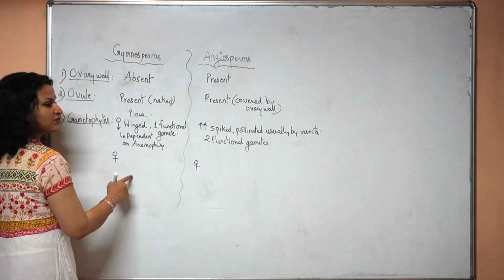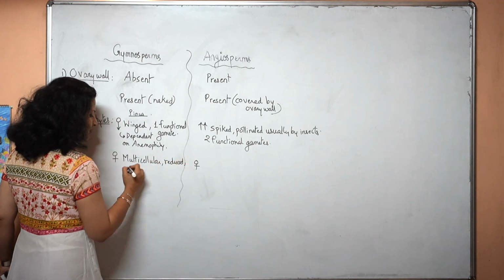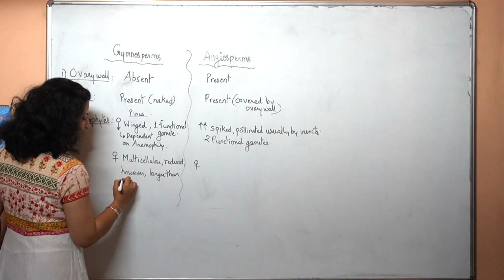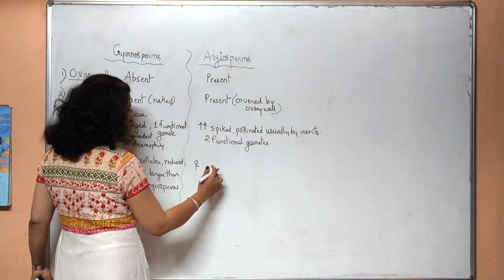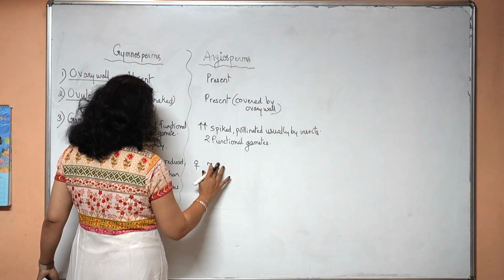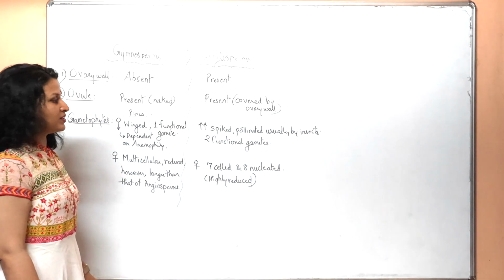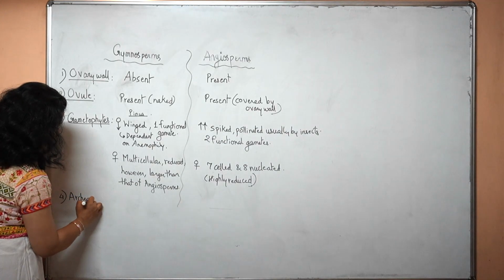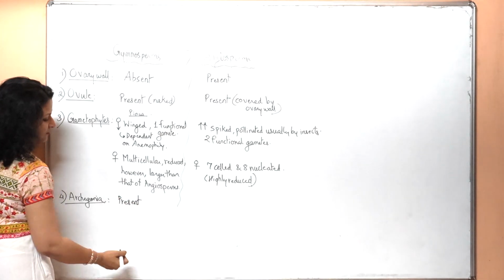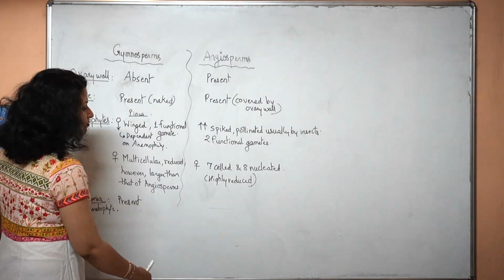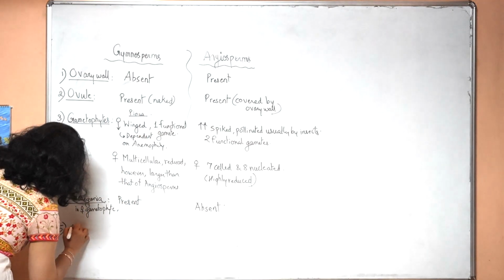For the pinus, the female gametophyte is multicellular, reduced, however larger than that of angiosperms. And for angiosperms, it is so much reduced that it is 7-celled and 8-nucleated. It's highly reduced. So this was about the gametophytes. Next, let's talk about archegonia, which is the female sex organ. Archegonia are present in the female gametophyte of gymnosperms, but absent in the angiosperms.